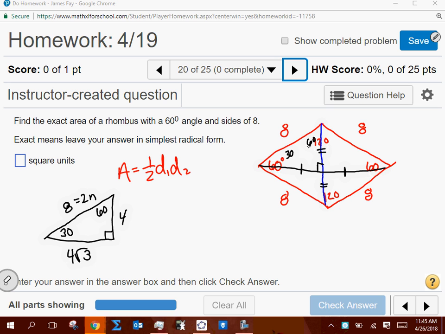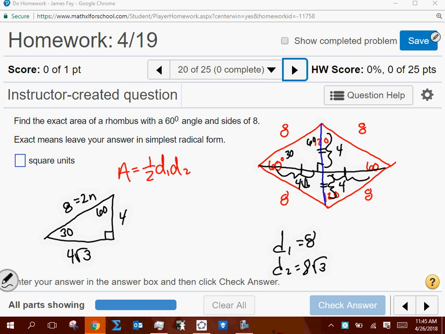So now when I come back to the rhombus picture, that distance right there would be 4. So what would this distance here be? 4 as well. So what is D1? 8. D2, that's going to be 4 radical 3, and that's going to be 4 radical 3. So D2 is going to be 8 radical 3.